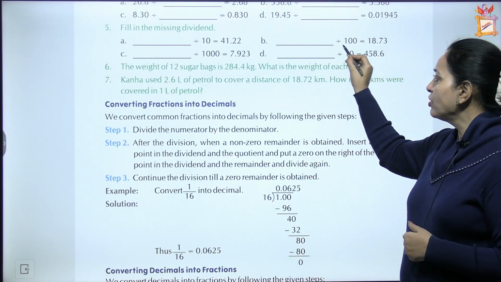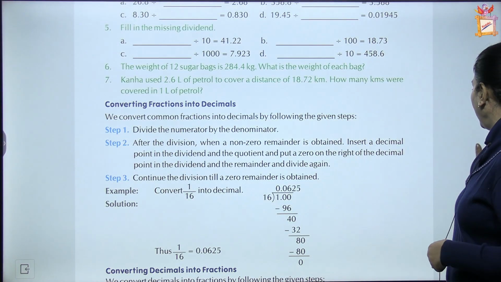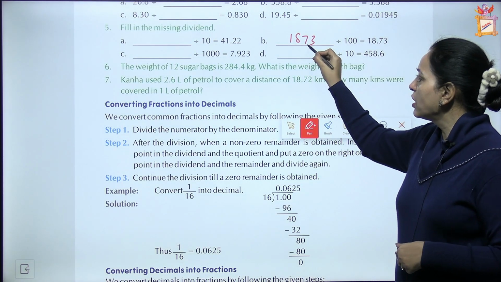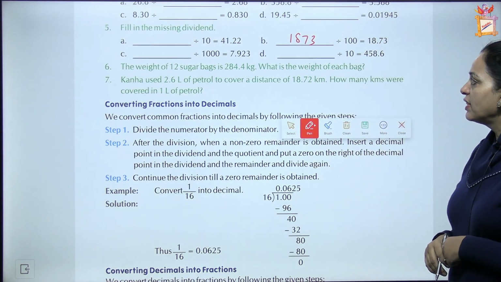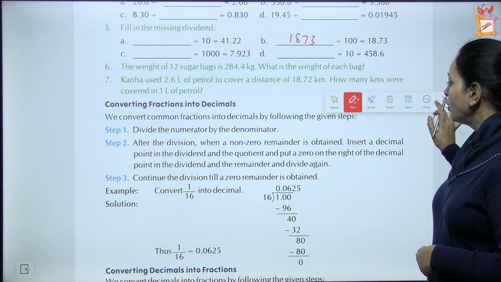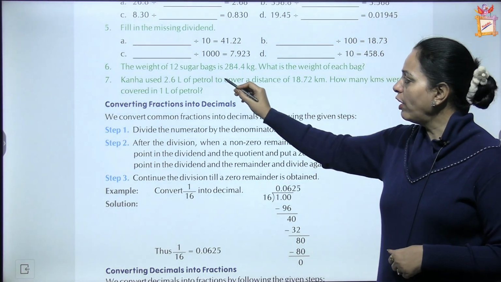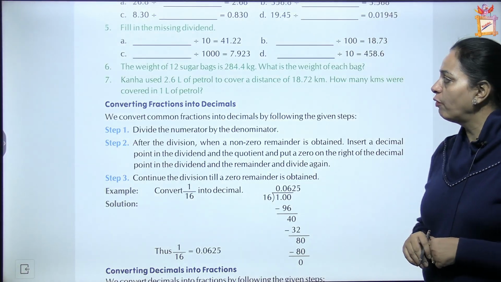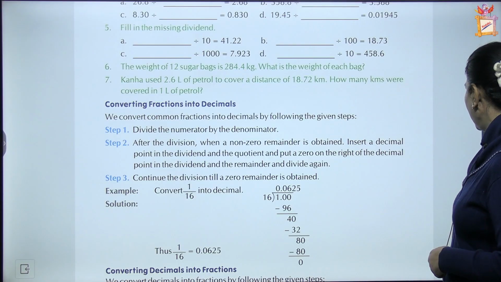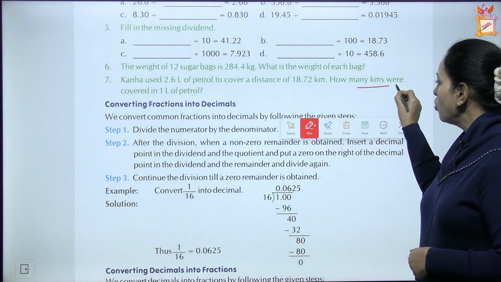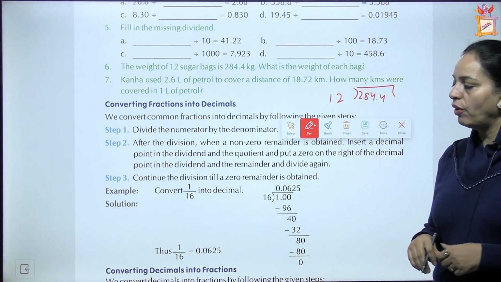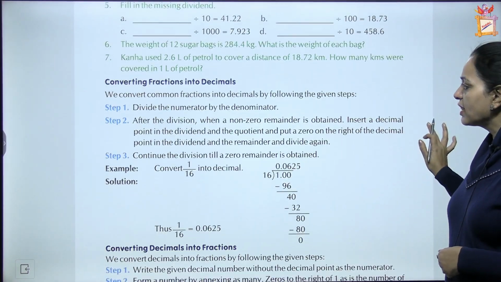Like B part: dash divided by 100 equals 18.73. So what will you write? 1873. Okay, now similarly you can try remaining parts. Now the sixth question: the weight of 12 sugar bags is 284.4 kg. What is the weight of each bag? It means total weight 284.4 divided by 12. So you can try these questions 6 and 7.